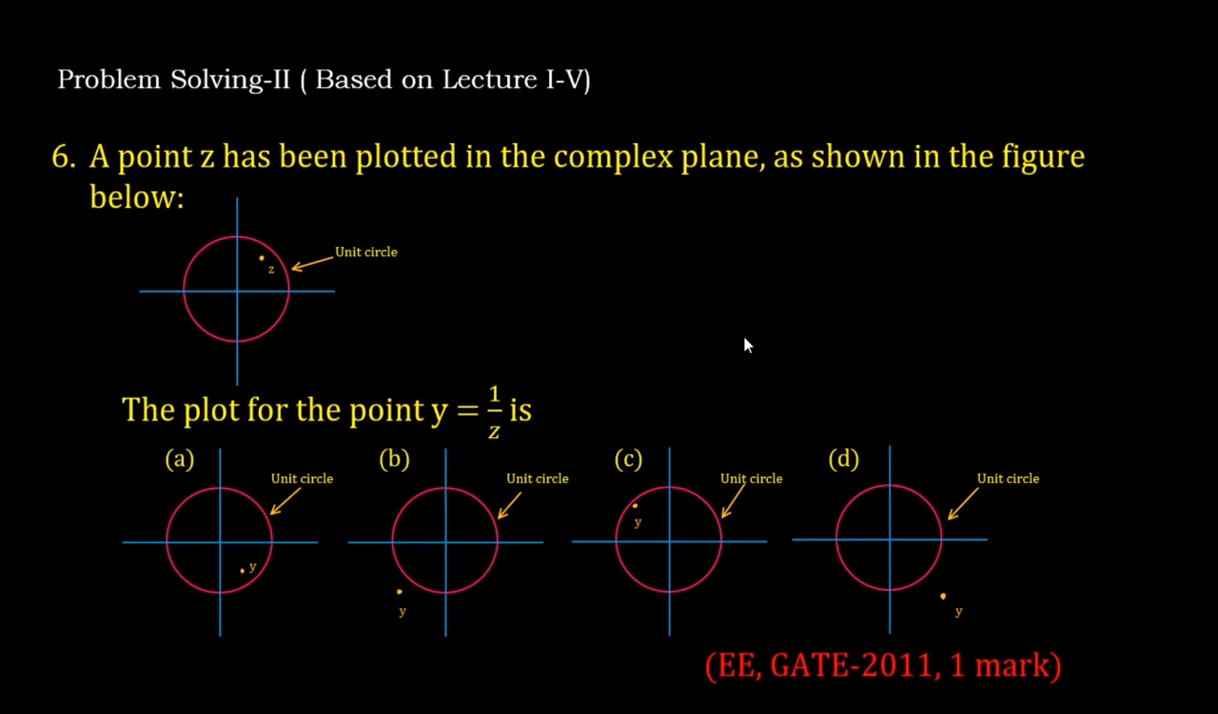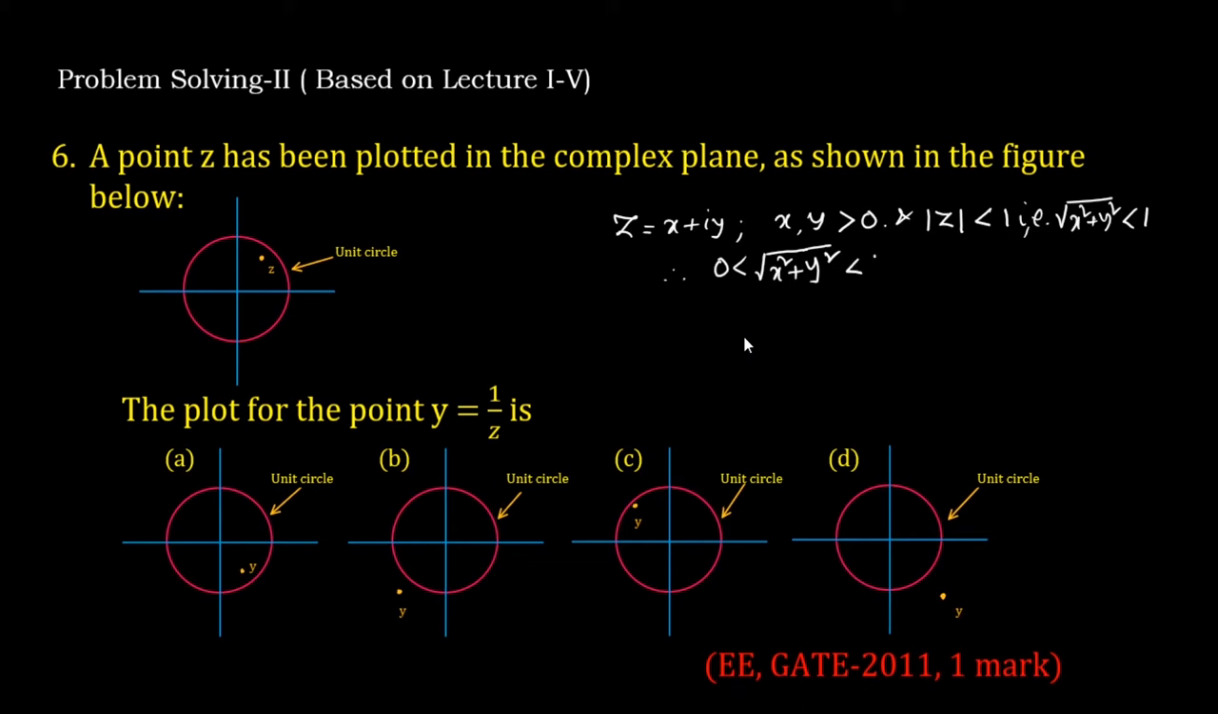So to find that, let us first assume that z equals x plus iy. Then since z is a point in the first quadrant, x and y both will be greater than 0. And since it is inside the unit circle, mod of z will be less than 1. Mod of z less than 1 means we can write square root of x square plus y square less than 1. Therefore, if we combine everything, since x and y are greater than 0, we can say 0 is less than square root of x square plus y square, which is less than 1. So this is what we get.